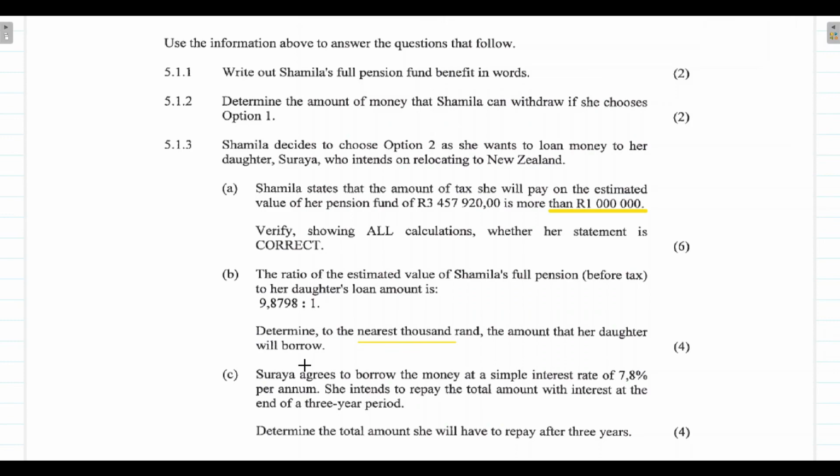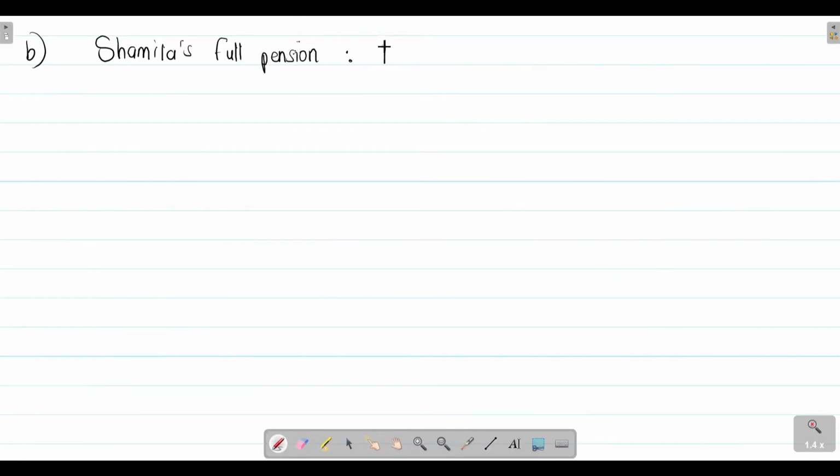Firstly, we need to now write down what is given. Okay, what are the two ratios that we are comparing? Okay, so I'm going to highlight that. They want the ratio of the estimated value of Shamila's full pension to her daughter's loan amount. So we want the ratio of Shamila's full pension to the daughter's loan amount, right? So that is basically what the question wants from us.